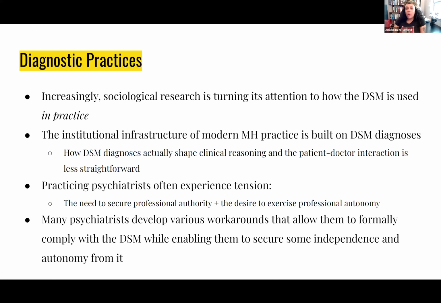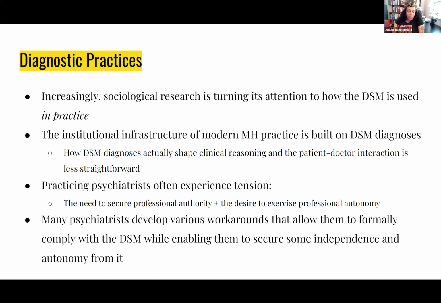And so psychiatrists often experience tension. I'm not saying psychiatrists are the bad guys here. I'm not saying patients are suffering and psychiatrists are rich and by golly, we've got to stop this. That's not what I'm saying. Psychiatrists also experience tension. They have the need to secure professional authority through medicalization, through the DSM, but they also want to exercise professional autonomy. And so many psychiatrists will develop workarounds that allow them to stay formal, keep their job, keep their credibility, while also being able to have some independence.